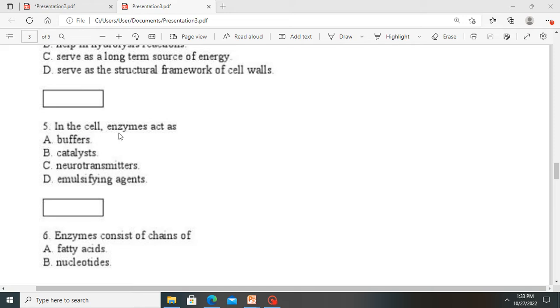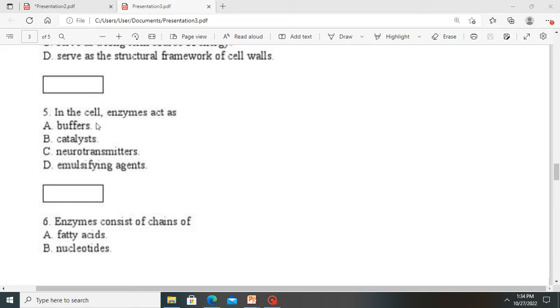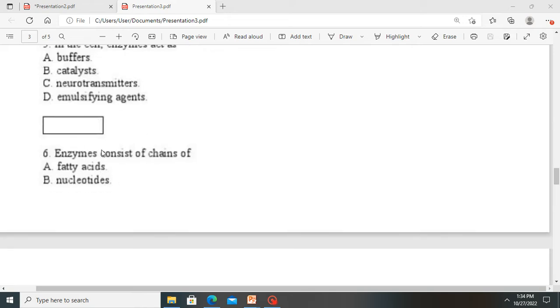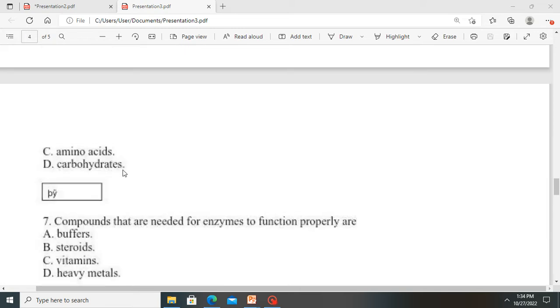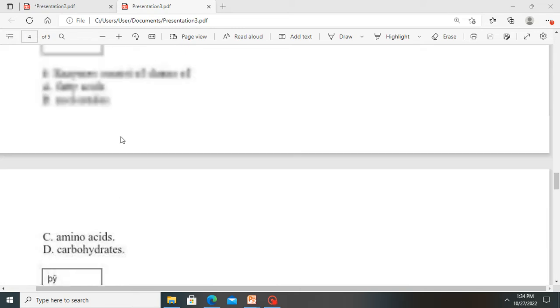In a cell, do enzymes act as buffers? No. Catalysts? Yes. Neurotransmitters? No. Emulsifying agents? No. So enzymes act as catalysts in cells. Enzymes consist of chains of amino acids, as we said earlier; they are mainly proteins. But a few enzymes are made of nucleotides, and they are called ribozymes.